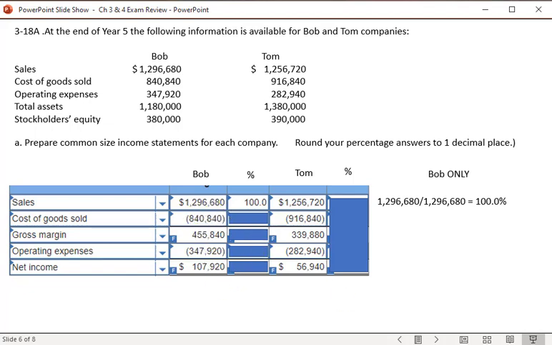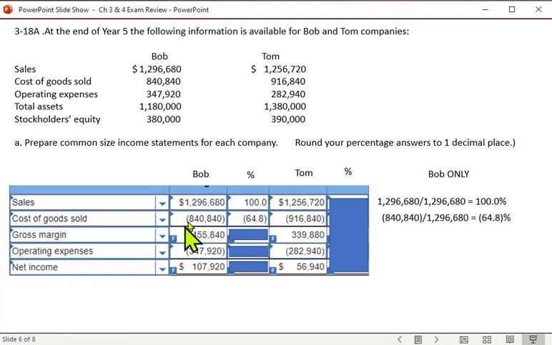So the second one, cost of goods sold, it's 64.8%. You'll do that by taking the 840 divided by 1,296,680. And notice I've got that in brackets, so you want to put yours in brackets, right? When you get this in a calculator, it's going to come up with 0.648. And you should know to change that to a percentage, which is 64.8%.